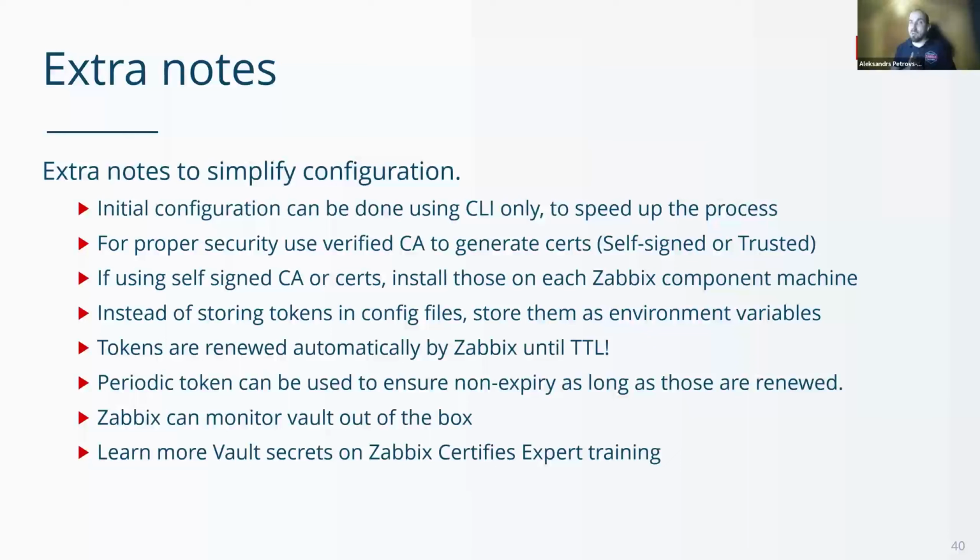Zabbix can also monitor your vault and can monitor it out of the box. So you can see again how the tokens are doing, how the vault is doing, and if everything is in a normal state, nothing is expiring, and your Zabbix will not suddenly stop working because it cannot access the vault itself because the token has expired.